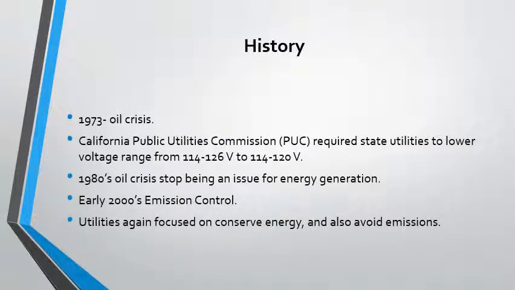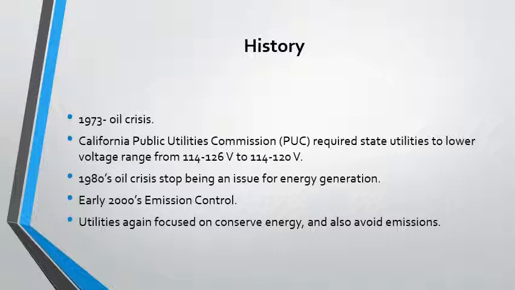Back in 1973, the oil embargo crisis forced utilities to increase efficiency of the power distribution system by reducing peak demand to conserve energy. During this time, utilities such as Pacific Gas and Electric and Southern California Edison Company began to test the concept of lowering the voltage to lower the energy consumption of the power delivery system. Due to positive results, the California Public Utilities Commission required the state utilities to lower their range voltage from 114 to 126 to the new one, which is 114 to 120 volts.